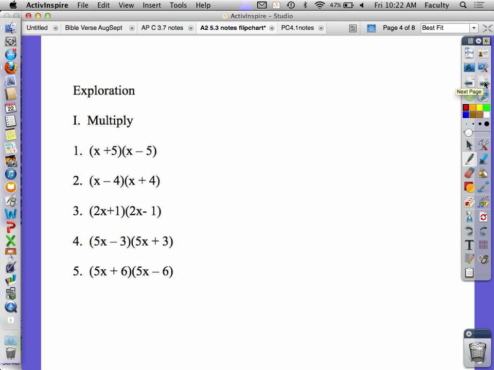Now, I need you guys, we're going to step off of our notes for a little bit, and I need you to find a clean sheet of paper, okay? And we are going to try to explore before I just give you a list of properties, okay? So we're stepping off of our notes a moment. You need a clean sheet of paper. And I want you to multiply all 5 of these out using FOIL, okay? And then I want to see if you can figure out the pattern.